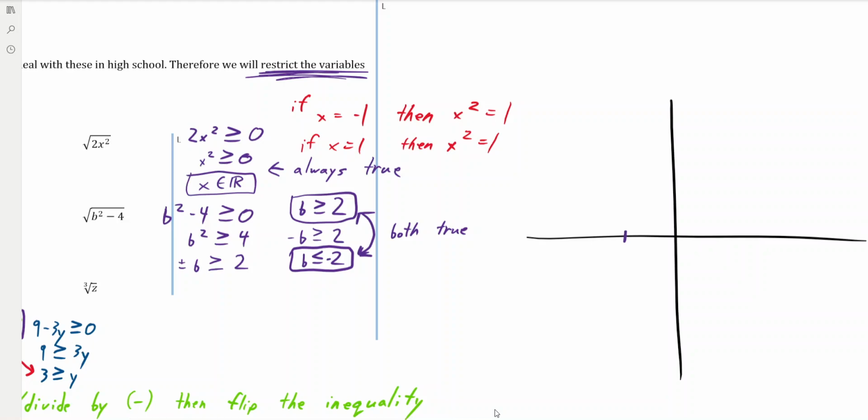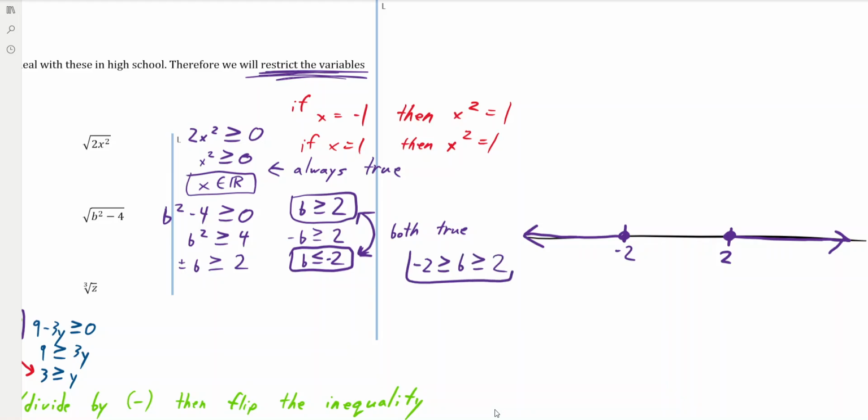So if this was -2 here, okay, this graph kind of shows, or let's just talk about a number line. It's probably easier to think about it as a number line. Okay, and then this here is +2. And you can see the part in the middle is not included. So that's kind of what this is showing here. So we could write this as -2 is greater than or equal to b, which is greater than or equal to 2. This is outside notation.